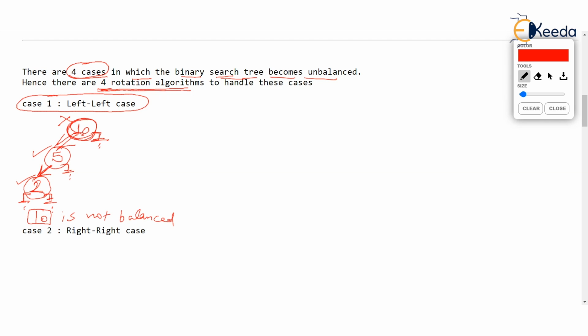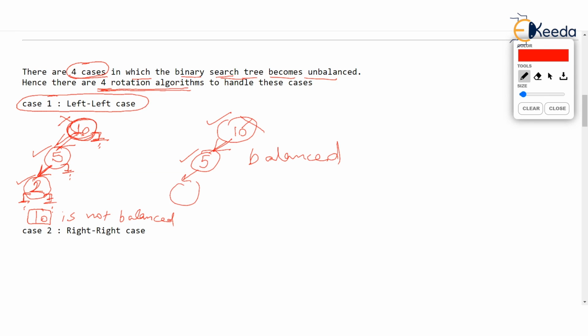That is left. For some time, imagine that the node which is storing 2 is not there in the tree. Just imagine node 2 is not there. Then we will have a tree which stores 10, and to the left of 10 we have 5. Imagine 2 is not there. Then 5 is balanced, 0 minus 0. 10 is balanced, 1 minus 0. So the tree is balanced in that case. So the point is, why is 10 not balanced? Because 10 is having a left child, which is again having a left child.